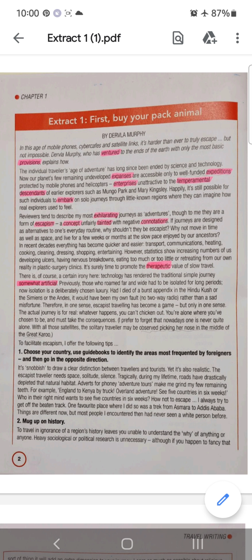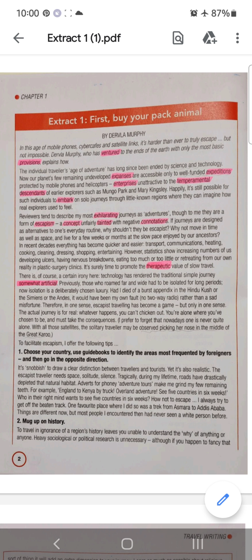Okay? So if journeys are designed as alternatives, that's the main reason for journeys, right? She said, if journeys are designed as alternatives to one's everyday routine, why shouldn't they be escapist? Why not move in time as well as space and live for a few weeks or months at the slow pace enjoyed by our ancestors?